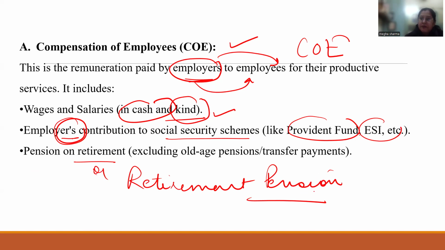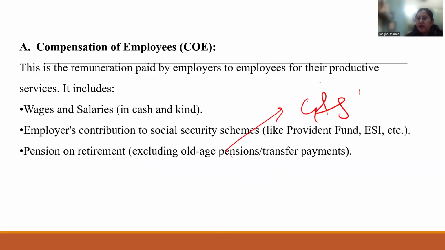Mind you, two things are not to be included under pension on retirement. One is old age pension, because you are not generating any good or service for the same. The same thing applies for transfer payments also. These are mere transfers from one pocket to another, like pocket money given by a father to his or her kids, known as transfer payments.